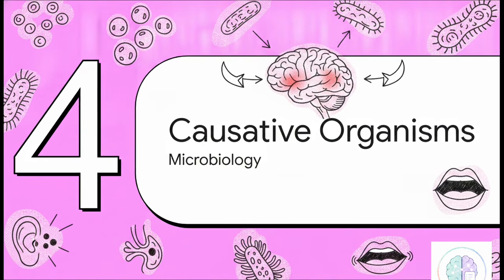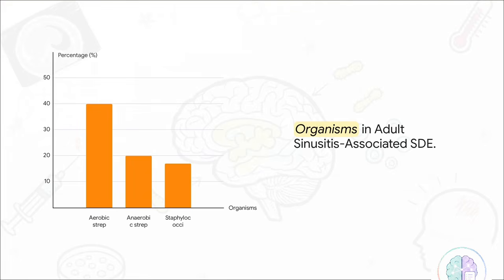Section 4, causative organisms. Knowing the specific origin leads us right into the specific microbiology involved. Because the bug heavily depends on where the infection started. For adult cases that specifically stem from sinusitis, which is the majority of them, aerobic streptococcus is the primary culprit.